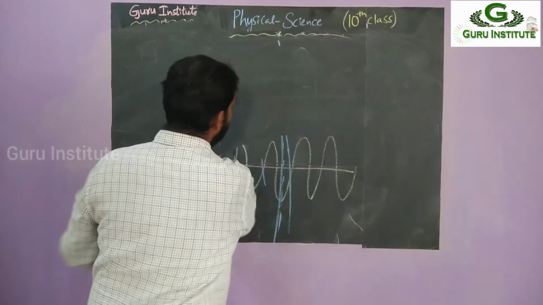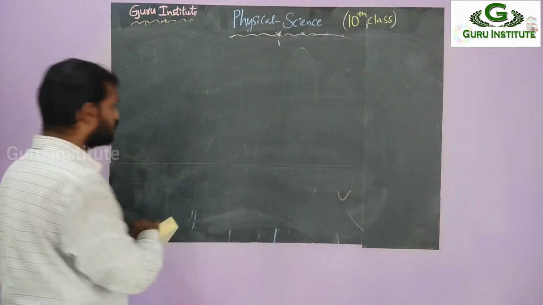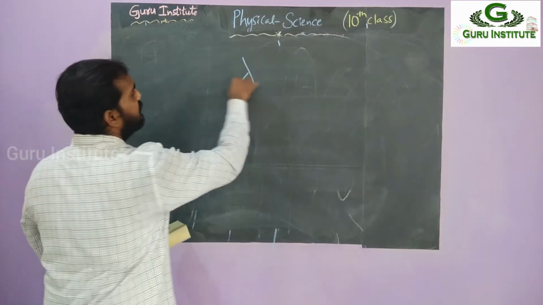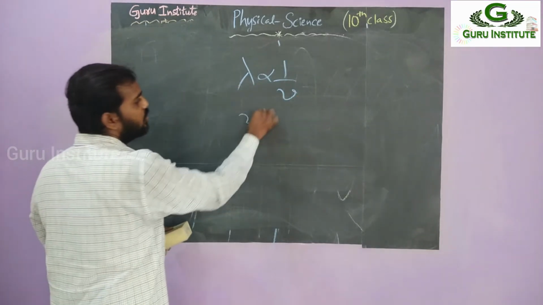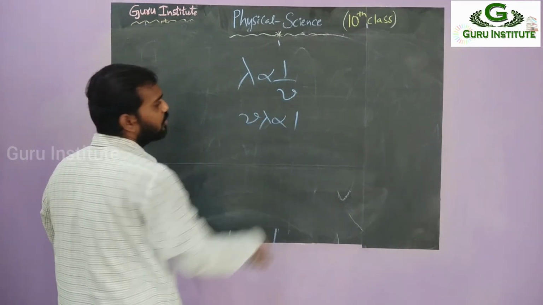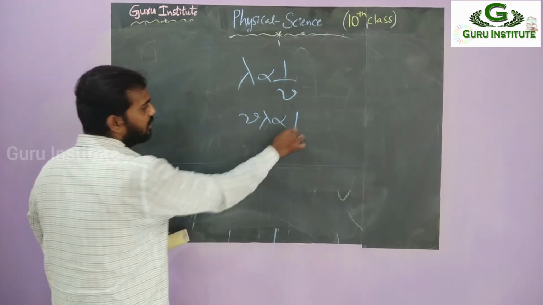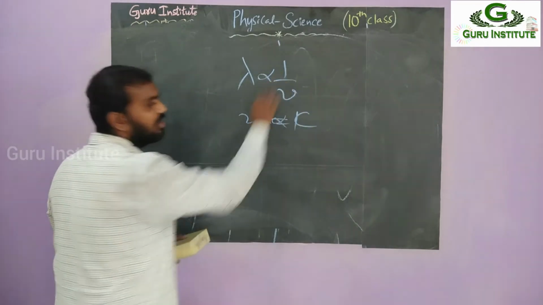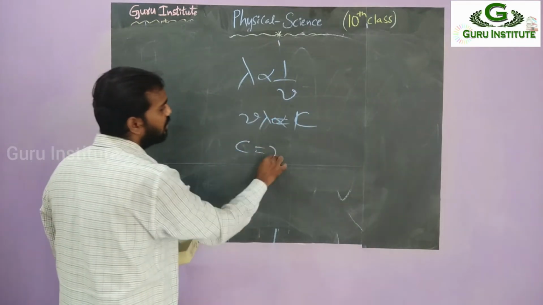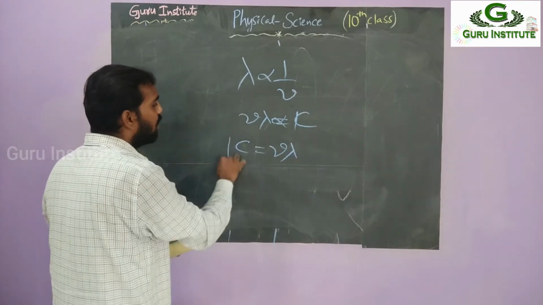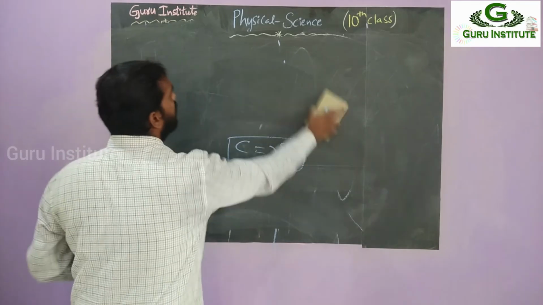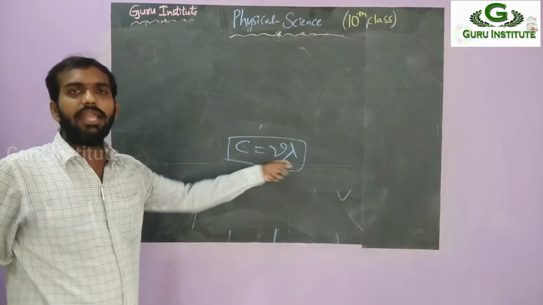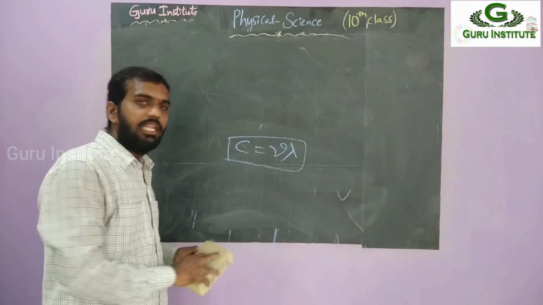So see the relationship between these two. Lambda is inversely proportional to nu. If you multiply by nu here, nu lambda is proportional to 1. If you remove the proportionality, we can keep a constant C. So from this we come to C is equal to nu lambda. This is the relationship between the frequency and wavelength of any wave.